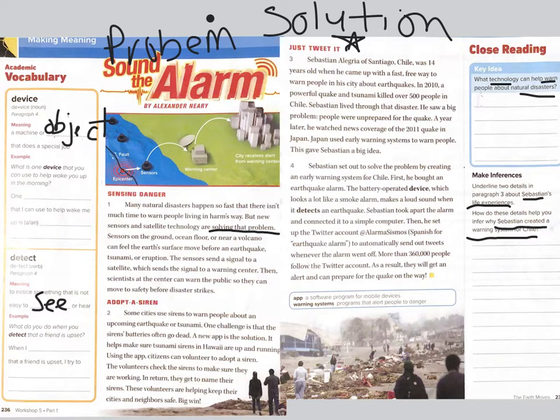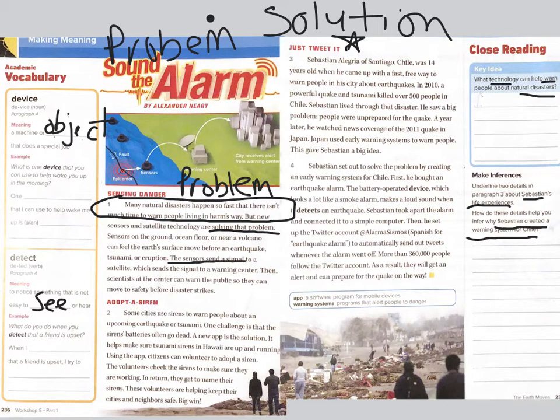Now, I'm going to look for the problem. Right here in the first sentence, this is my problem. Okay, and I'm going to put the word problem above it. And I know that when I'm reading, I'm going to be looking for the solution as I travel through. Now, here is one solution. It says right here that the sensors send a signal to the satellite, which sends a signal to the warning center. This would be my solution.